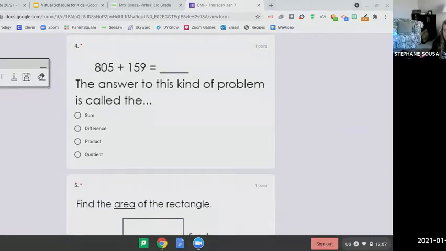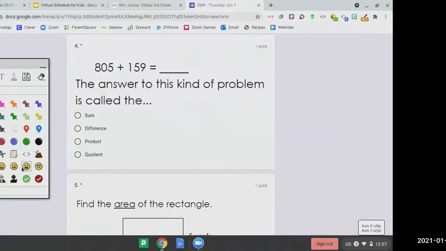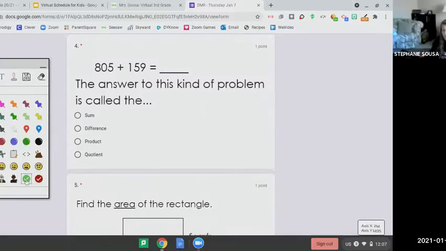805 plus 159 is an addition problem. The answer to addition problems is called the sum. So you should have written or selected, I apologize, sum. Any questions on this one, this vocabulary?